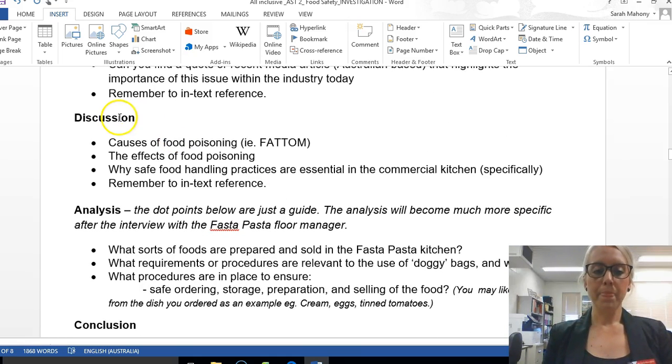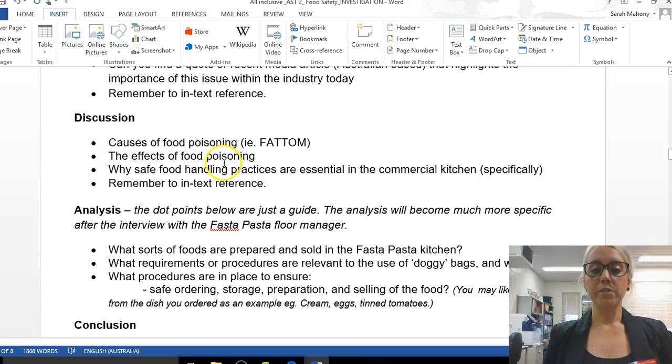Discussion. Now you get to go into a little bit more detail. So first of all, covering what are the causes of food poisoning. In class through a PowerPoint, we would have talked about FATTOM and the different letters and what they mean, time, for example, temperature. Okay, so you might refer to some of these things or some other research that you find, things that can cause food to go bad and therefore someone to get food poisoning.